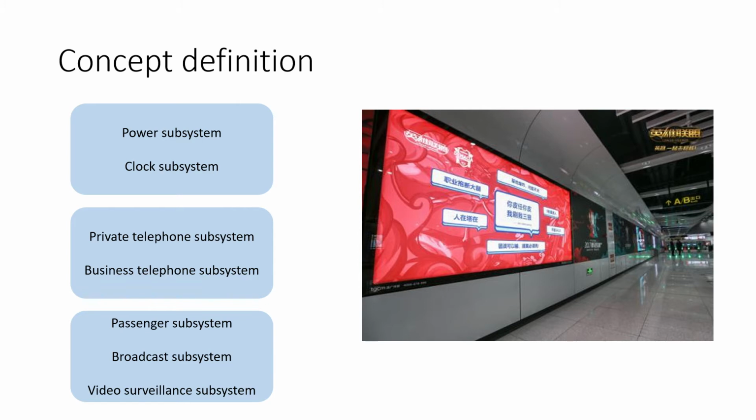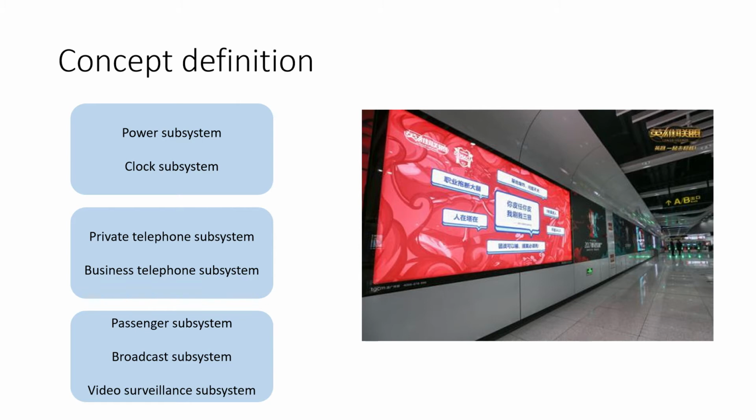The staff can contact each other with the telephone subsystem, but passengers need broadcast or multimedia because the number of passengers is too great to transmit information by telephone in daily life. So these two subsystems are key to whether passengers can get timely and effective information from the subway station or not. And the next one is the video surveillance subsystem.